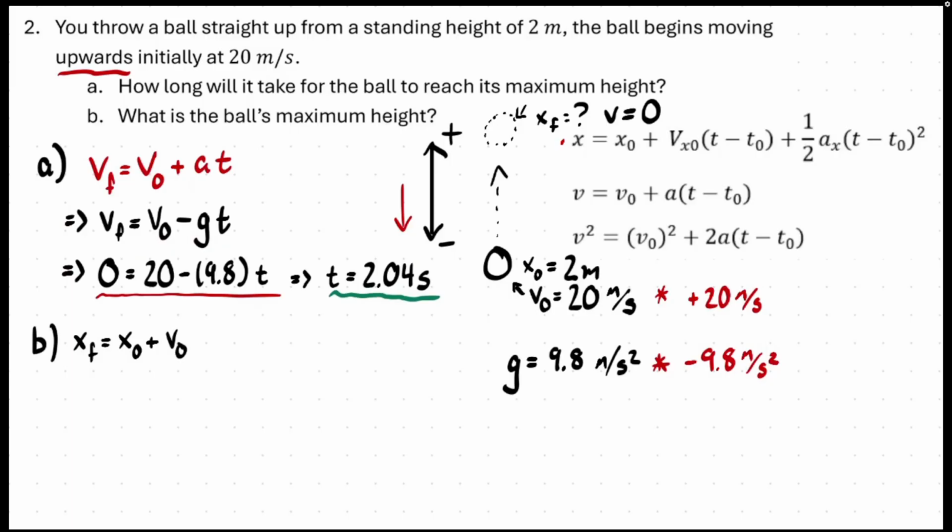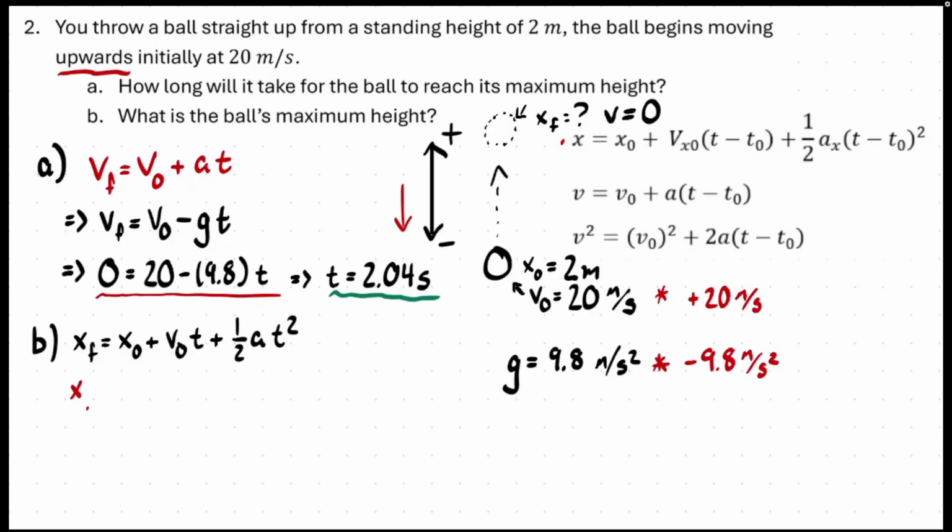Times time plus 1/2 the acceleration t squared, right? So this is the same as that first equation. I just truncated the t's by turning the t naughts into 0. And now we can plug values in here and solve for our value. So let's see what we're going to get.